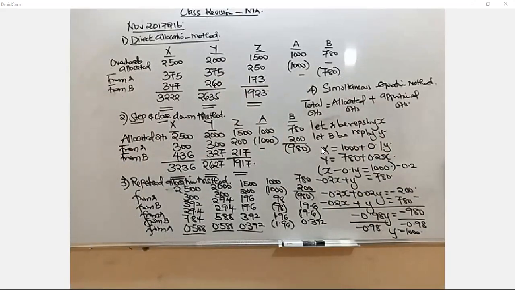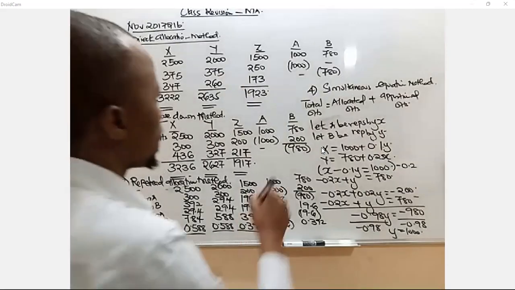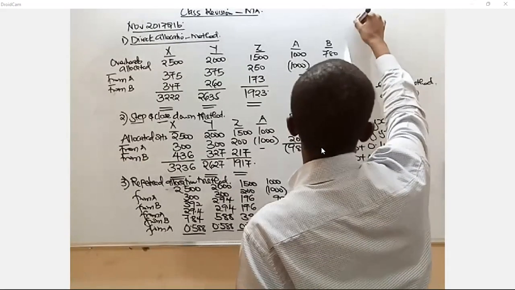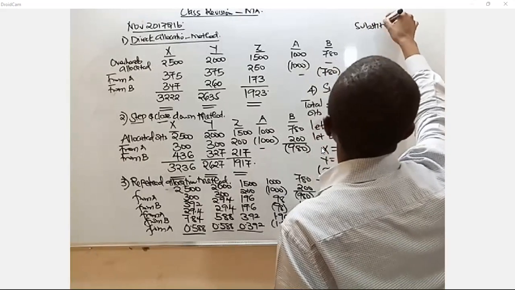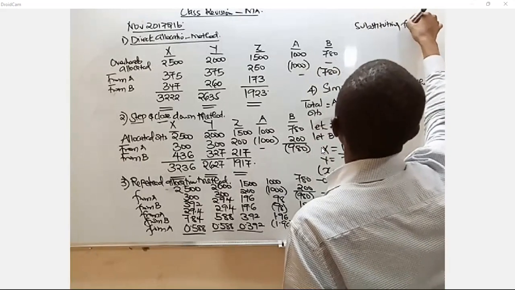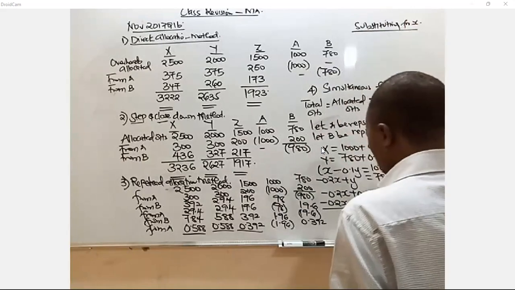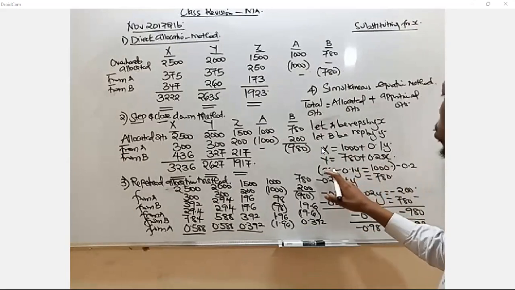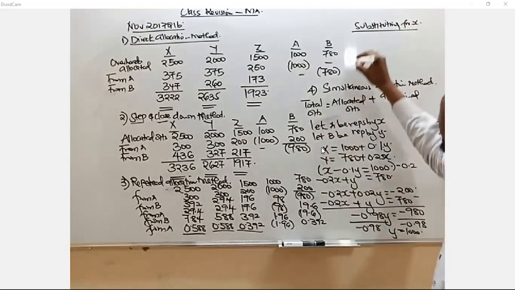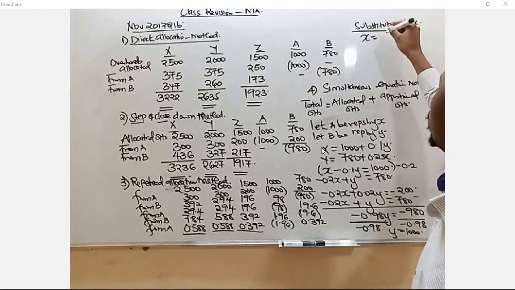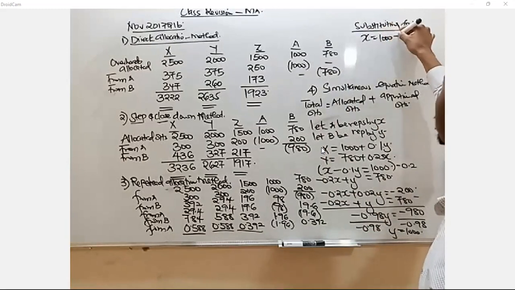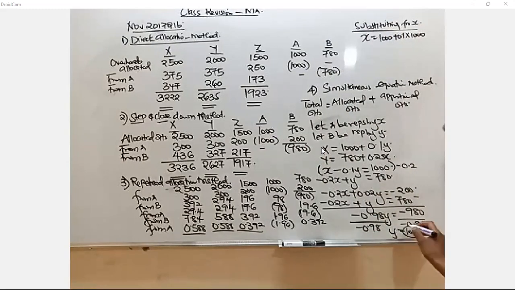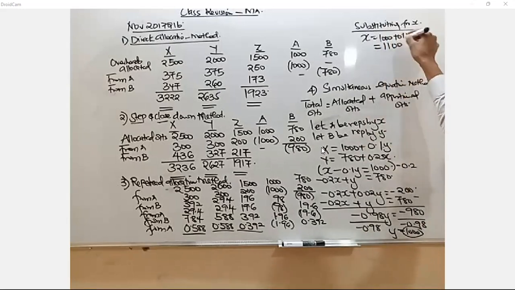And we say can we be able to substitute for X? Let us substitute for X here. If we want to substitute for X, let us take the first equation. Or we can take this one, by the way. We say our X is equal to 1,000 plus 0.1 times 1,000, which you have already gotten here. Right? So how much is it equivalent to? 1,100.